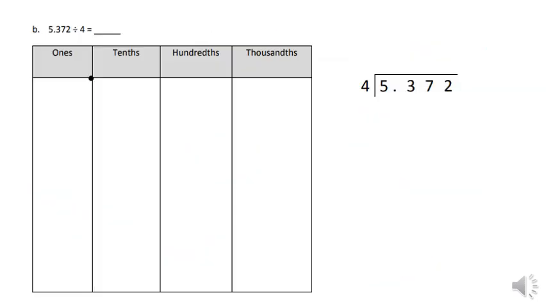Okay, question 2. I'm going to start, instead of using just dots, drawing place value discs. I think we're at the point where we can do that. First thing I'm going to do is model it.